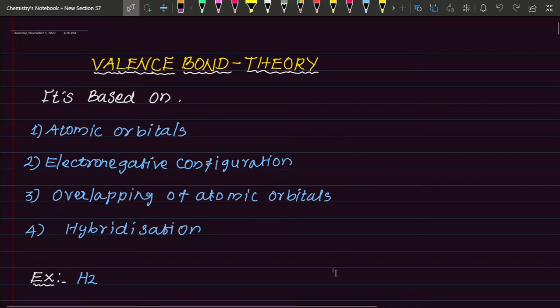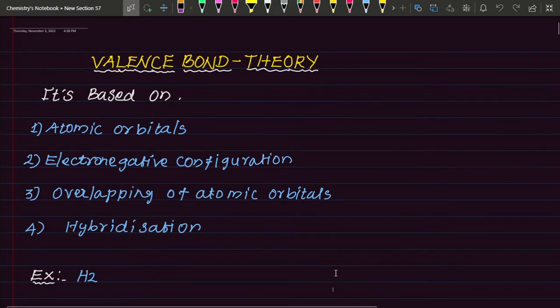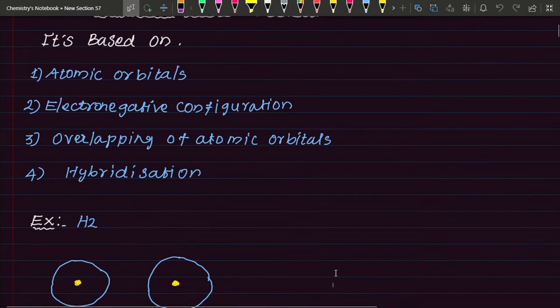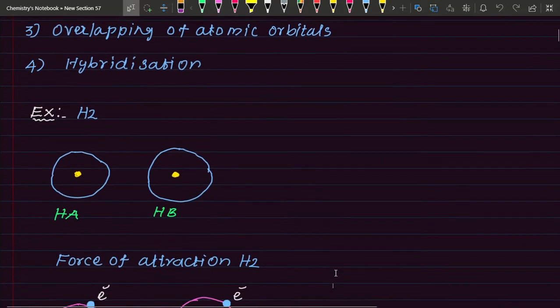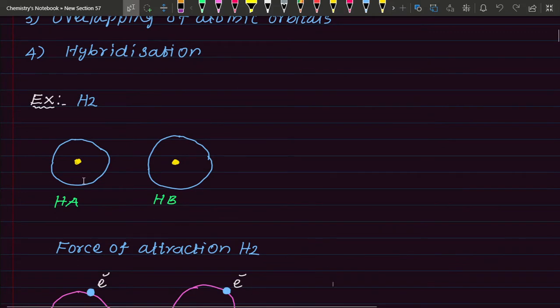See here, for example, the hydrogen molecule H2. This is the Ha hydrogen, this is the Hb hydrogen. So both are nuclei, and the electron is around the 1s orbitals.